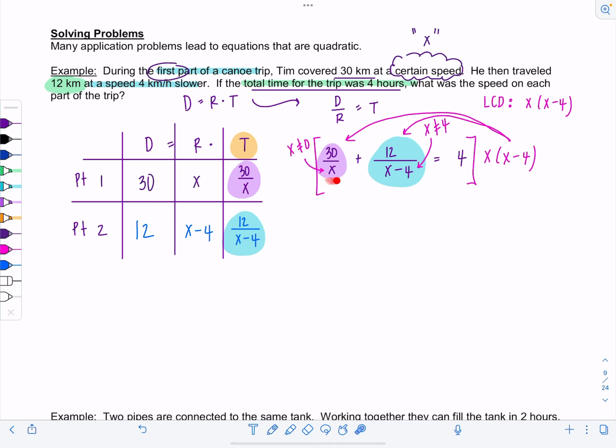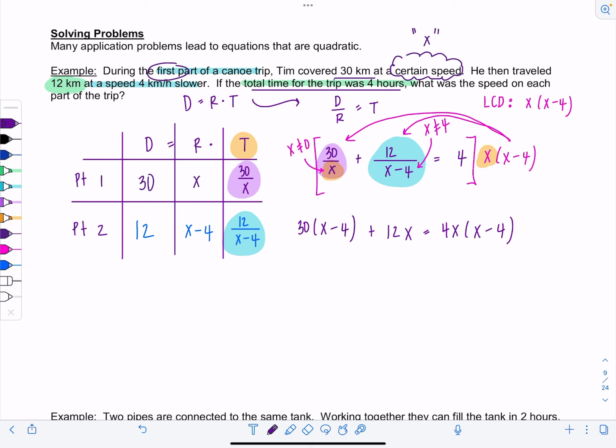If I have 30 divided by x times x and x minus 4, this x will cancel out with the x in the denominator. So all I'm going to be left with is 30 times x minus 4 plus 12. Now notice in this case, when this distributes to 12 over x minus 4, the x minus 4 will cancel. So I just have 12 times x left. And then nothing cancels on the right. So you've got 4x times x minus 4.